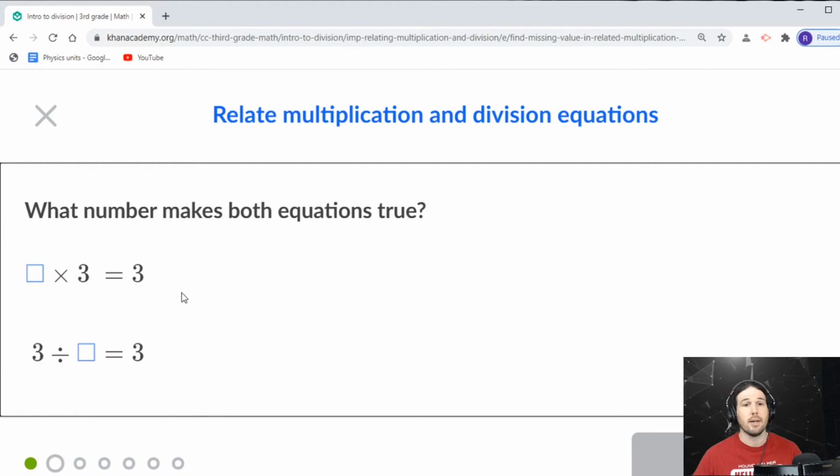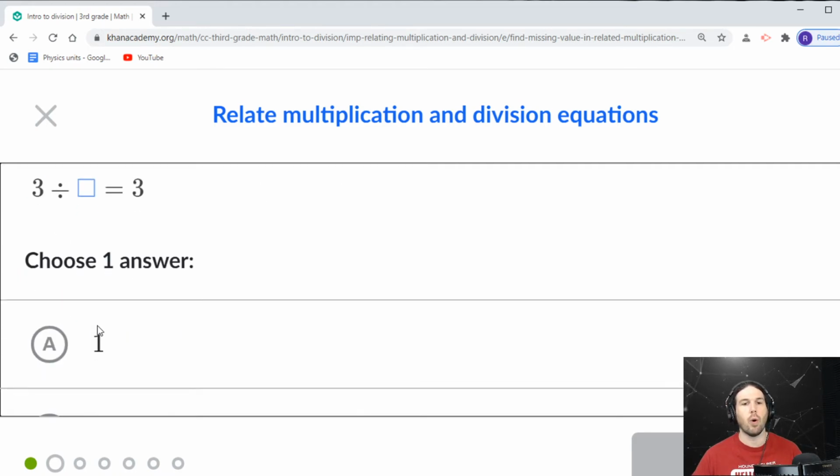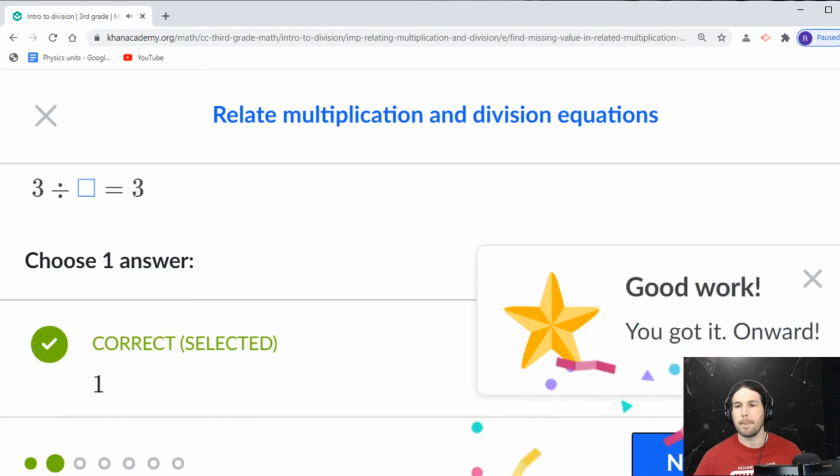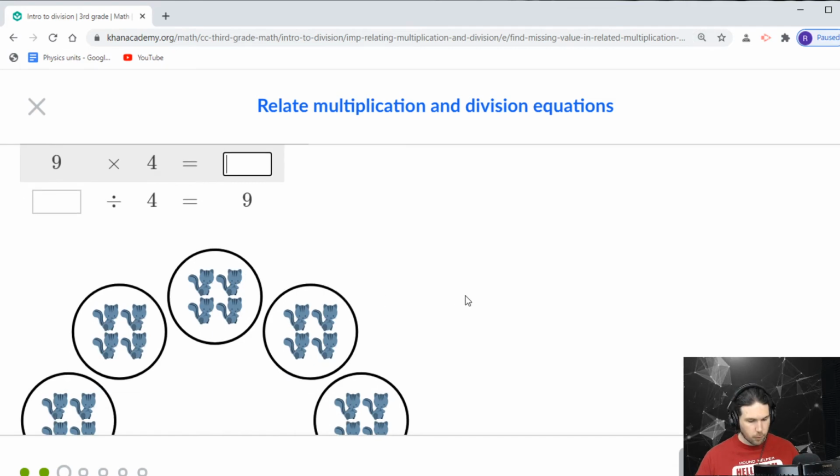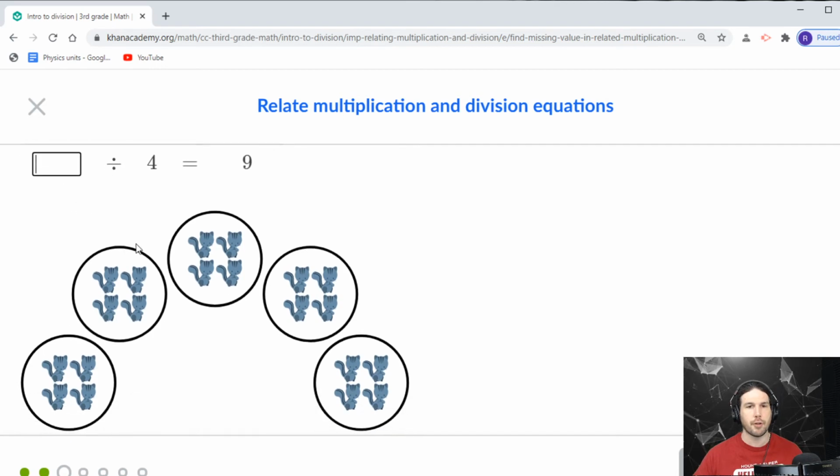Let's see. 1 times 3 equals 3. 3 divided by 1 equals 3. Let's see. 9 times 4 is 36. If you don't remember why I know how to do that so quickly, that one isn't quite memorized. You should go back to my video entitled Multiplying by 9, which is here in 3rd grade, and I can break that down for you. 36 divided by 4 is 9.